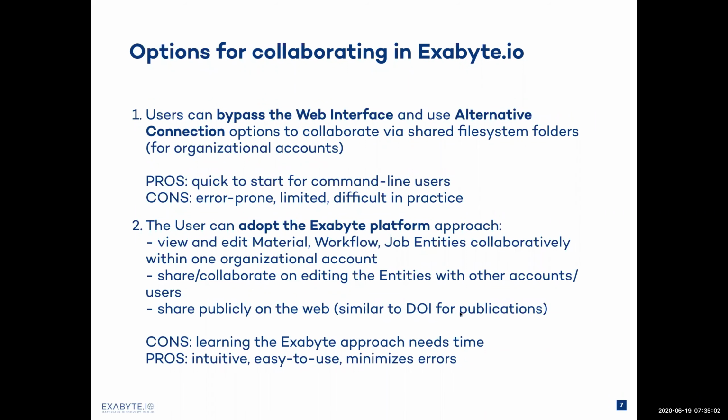Now, the options for collaboration also follow this too. Essentially, there is a way to bypass the web interface and use alternative connection options to collaborate via the shared file system. So there's a way to put files in a domain where it's accessible to multiple platform users at the same time. And the second option is to embrace the platform entities approach and create entities in the database and then allow role-based permissions on these entities and share them publicly on the web if necessary. And we will speak about both of these options today.